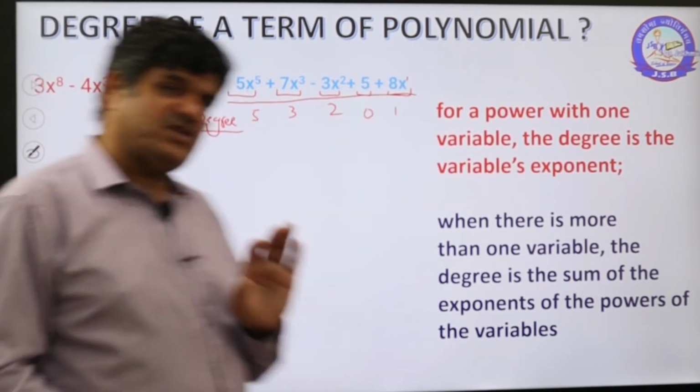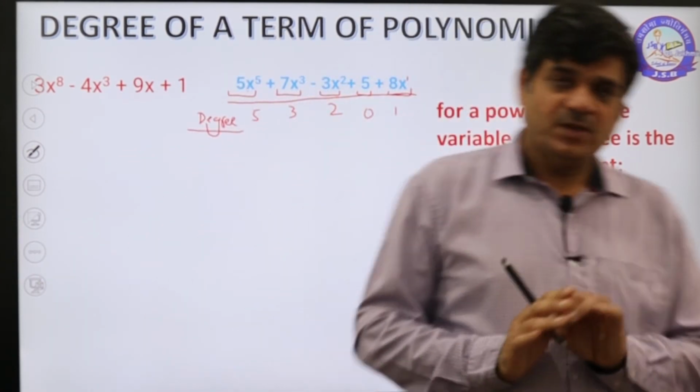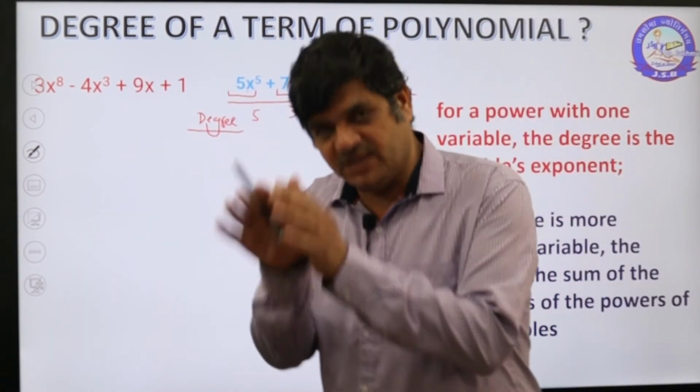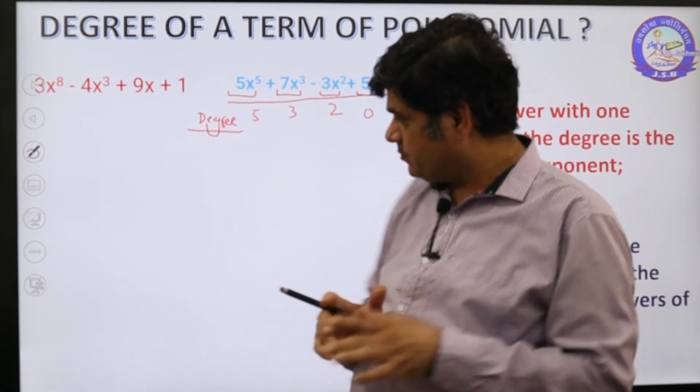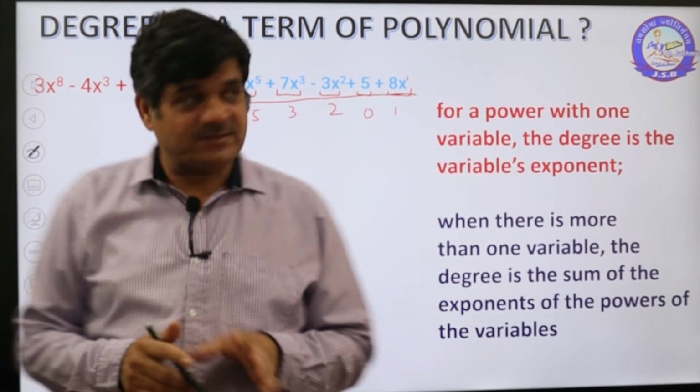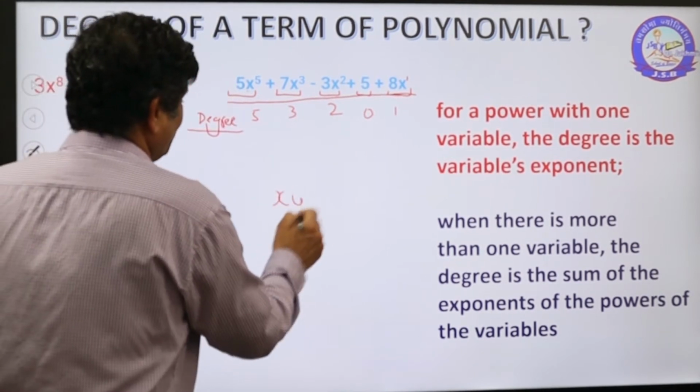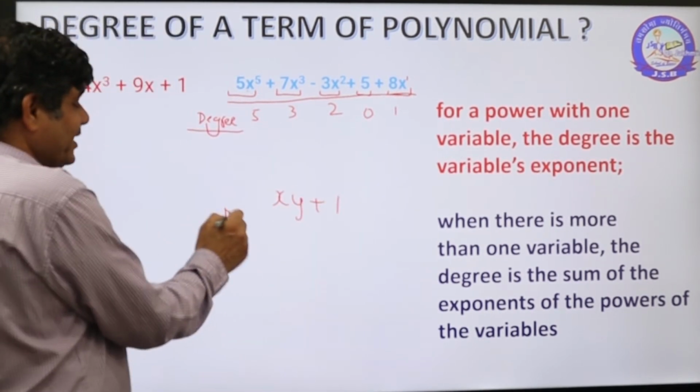So degree of a term simply means whatever the variable there is, its exponent, if there is only one variable. But if there are two variables, like if I say xy plus 1, then I can say degree of this.